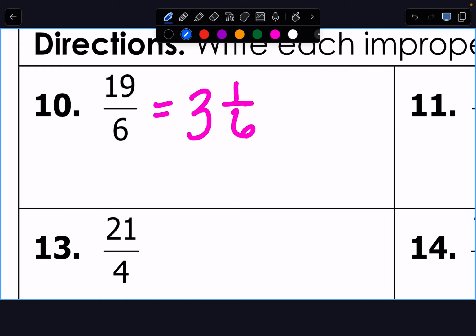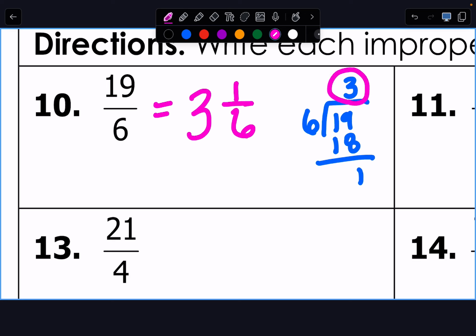Now this is what I like to do too. 19 divided by 6. 6 goes into 19 3 times, and we have a remainder of 1. So here's our whole, here's our integer, 3, and 1/6. So there's the 1, and then our denominator of 6.